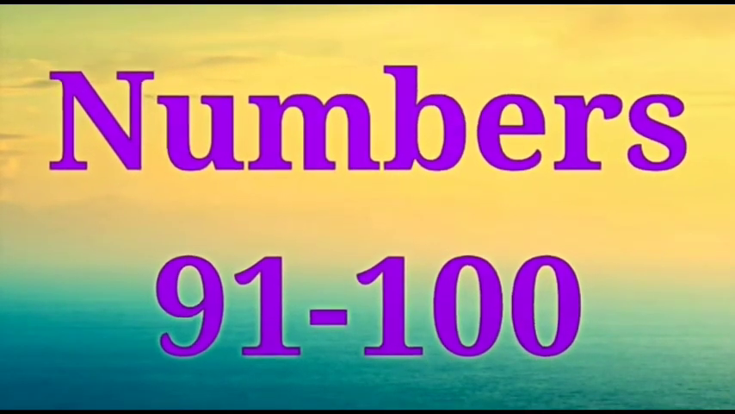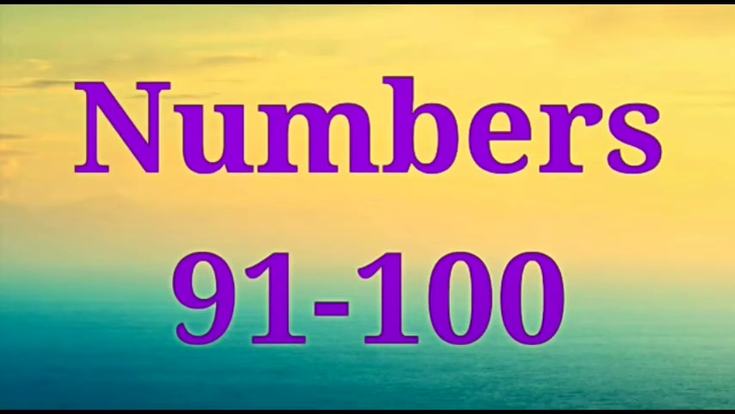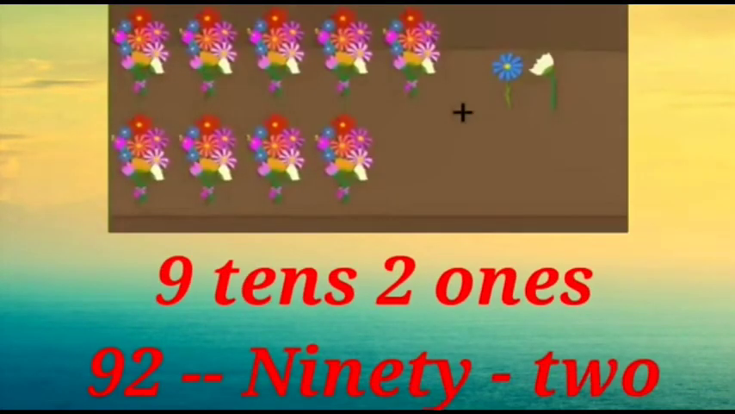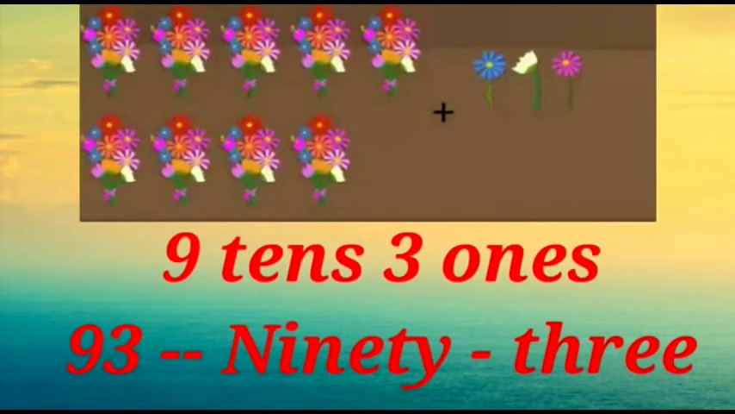Now, let us learn the numbers from 91 to 100. How many tens and ones are there? 9 tens, 1 one, 91. NINETY, 90, ONE, 91. 9 tens, 2 ones, 92. NINETY, 90, TWO, 92. 9 tens, 3 ones, 93. NINETY, 90, THREE, 3, 93.